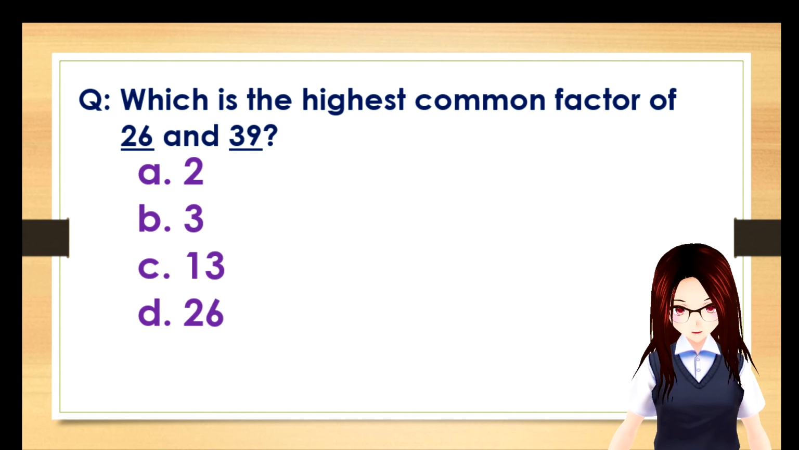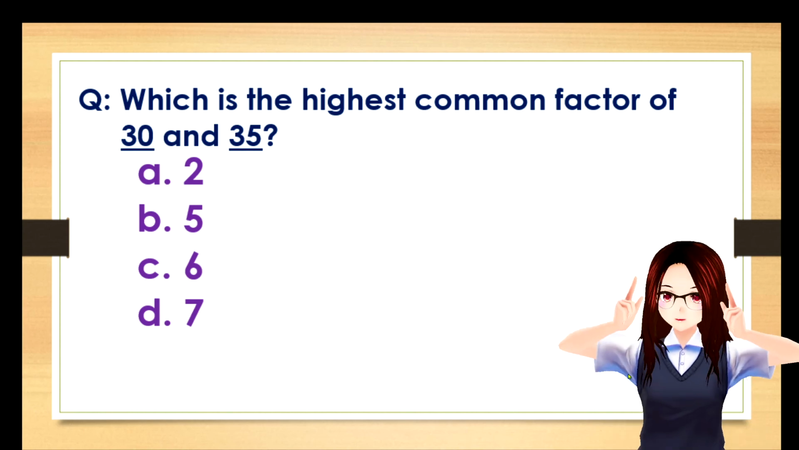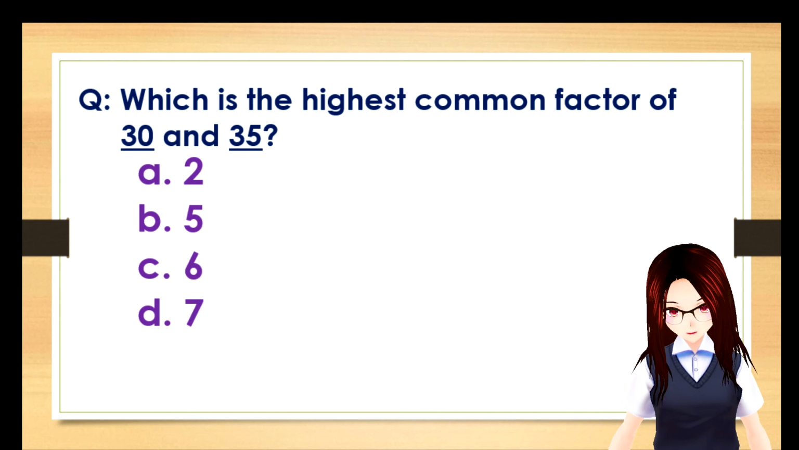Okay, time is up. The correct answer is letter C, 13. Okay, next question. Which is the highest common factor of 30 and 35? Go. Okay, time is up. The correct answer is letter B, 5.